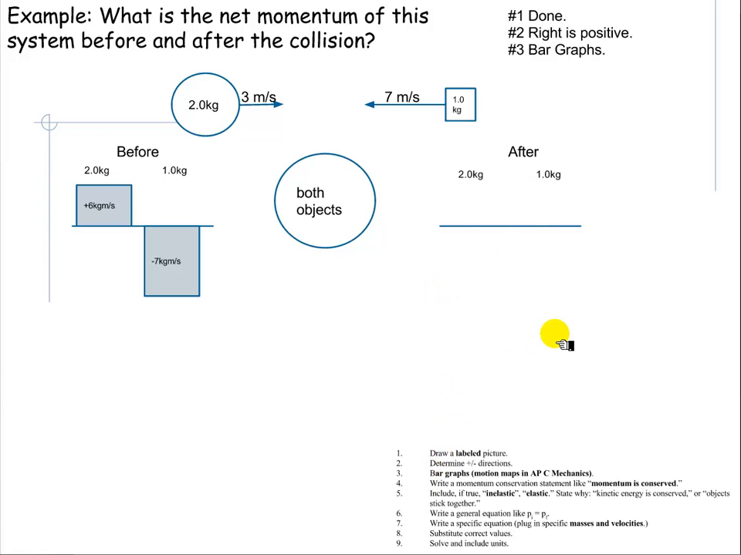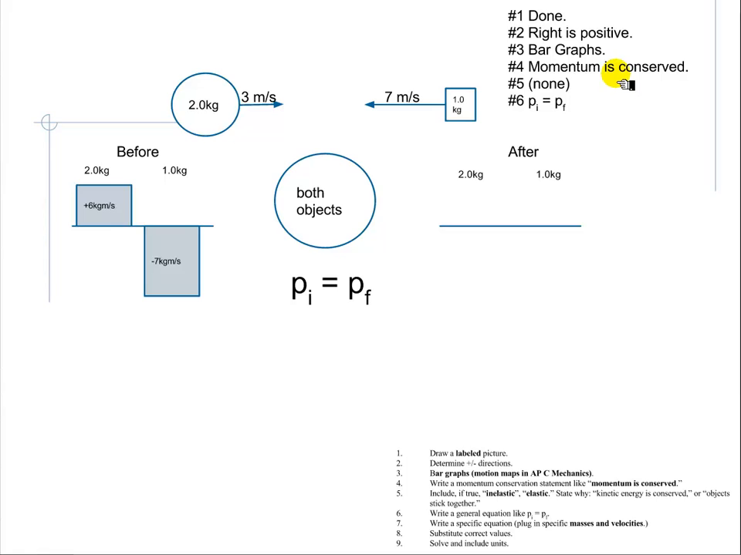Step 4 is to say that the momentum is conserved. Step 5 says to include, if true, whether it's inelastic or elastic. Well, the problem didn't tell us that. We don't know whether the objects stick together, and the problem didn't tell us whether it's an elastic collision or not, so we can skip step 5. Step 6 is to always write out that the initial momentum is equal to the final momentum. Step 7 is to write the specific equation. So include each of these values.